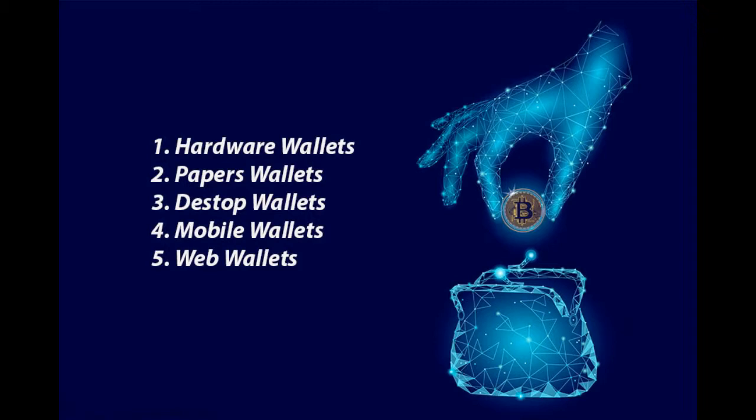Different types of crypto wallets. Any type of wallet is simply a combination of your private key and public address. Based on where you store them, you can categorize your wallet into the following segments.